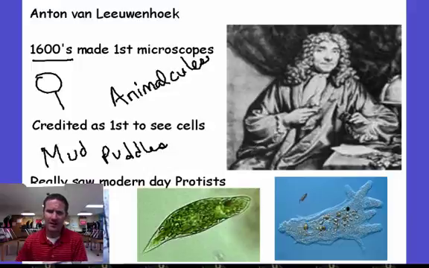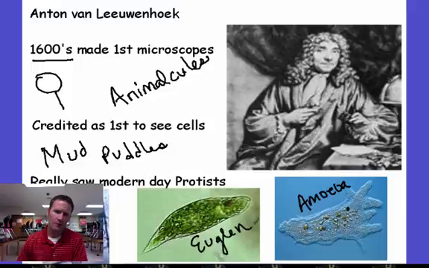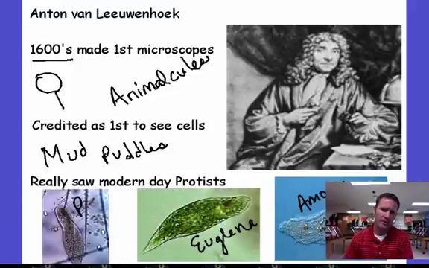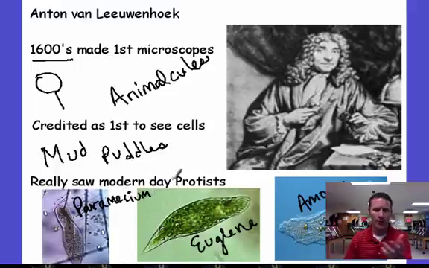And there were things like this amoeba over here, this euglena here, and this paramecium over here, which we now know present day are called protists, and they're a kingdom of organisms that lives only in water environments. And so he discovered them. Again, he didn't call them cells. He didn't know what they were. He called them animalcules, but really that kind of started everything.